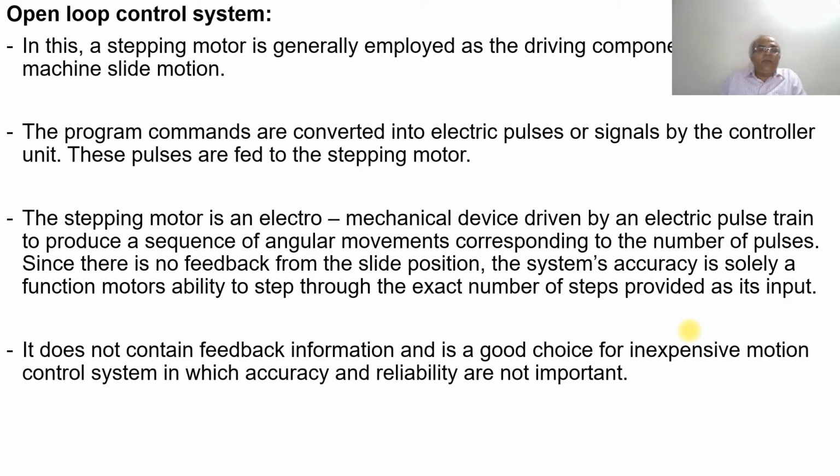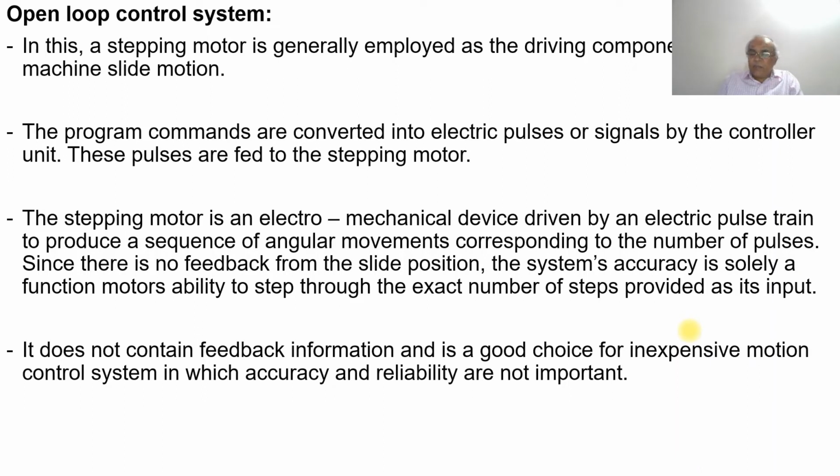Since we don't have any feedback information, it will be a good choice for an inexpensive motion control system. That means the cost is going to be reduced because we don't have feedback devices, in which accuracy and reliability are not that important. Accuracy and reliability are different. Accuracy means the component at which we will be able to get to the dimension.